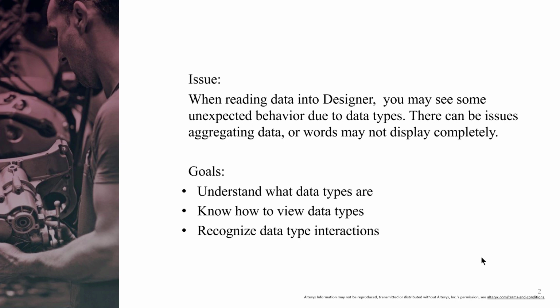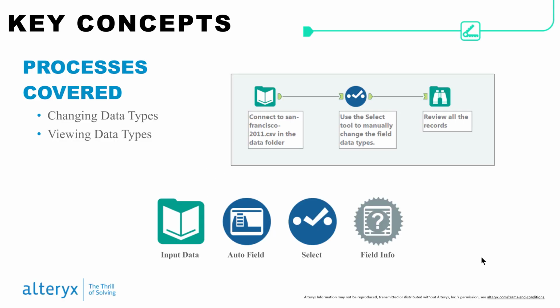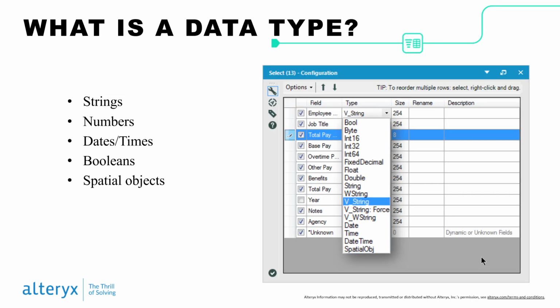So the goal today is to understand what data types are, how to view data types, and how to recognize some data type interactions. We're going to be using just a couple tools today. We'll use an input data tool to read in some sample data. We're going to talk about the AutoField tool, which can help you do some heavy lifting around data type classification. And we'll also talk about the select tool, which allows a user to manually set data types. Finally, there's a field info tool, which is a handy tool that lets you export metadata about data as data.